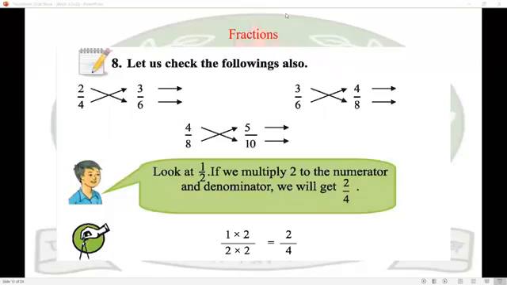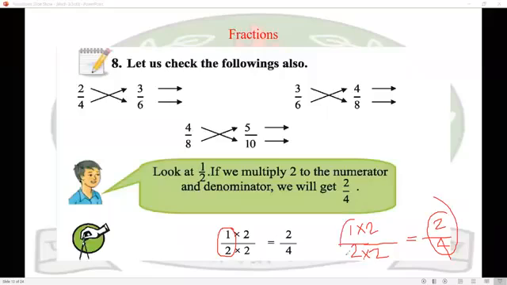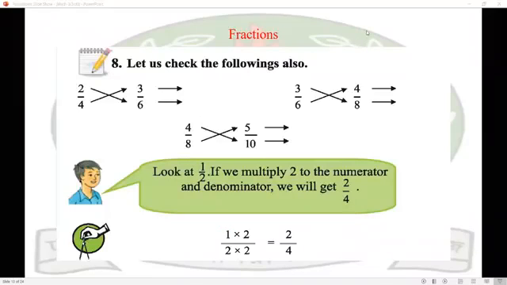Another way to find the equivalent fraction: take half. There is numerator 1 and denominator 2. You multiply the numerator and denominator by the same value, that means 2. We multiply 1 by 2, and we multiply 2 with 2. We multiply the numerator and denominator with the same value 2. We get the fraction 2 by 4. So this will be equivalent to 1 by 2, because we get 2 by 4 by multiplying the same value 2 with the numerator and denominator of the fraction. So this fraction will be the equivalent fraction. In this way, we also can identify the equivalent fraction.